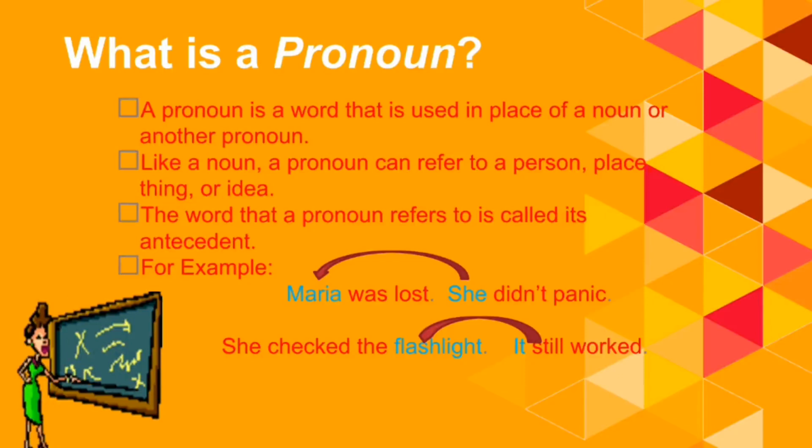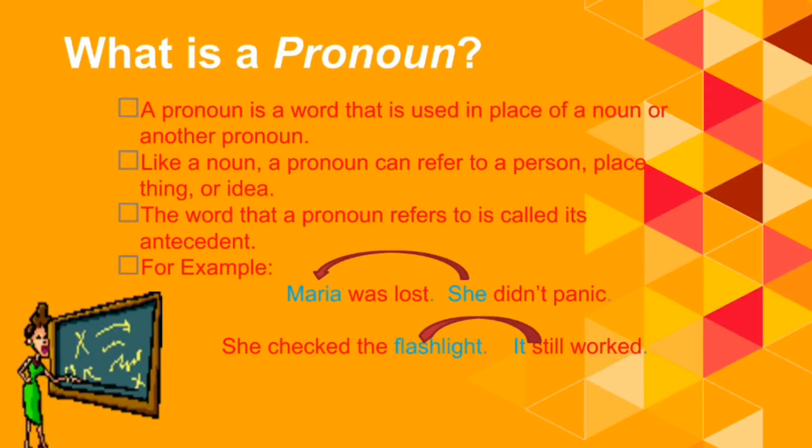So dear children, we already know what is a noun. Noun is actually a name of a person, place, thing or idea. The same way pronouns also refer to the same. The word that a pronoun refers to is called its antecedent. So the words that I will be explaining with the below examples. So what's the duty of a pronoun? The pronoun replaces the noun. So instead of noun we are using pronoun.